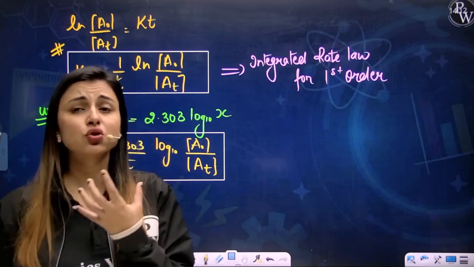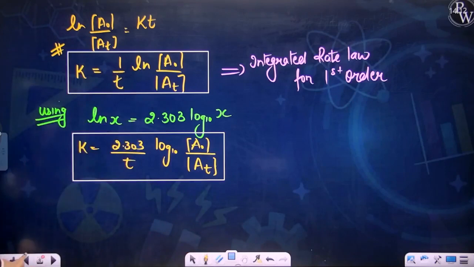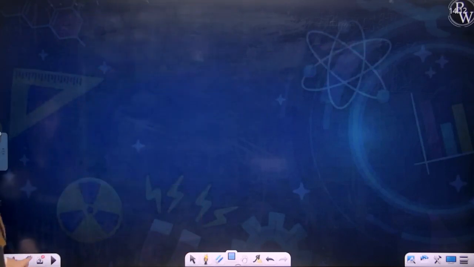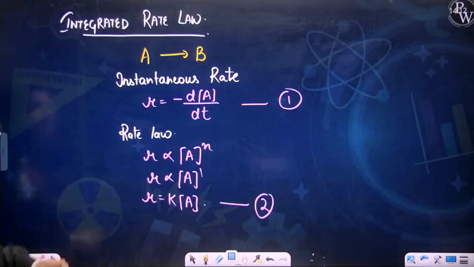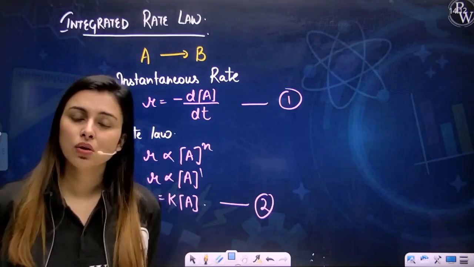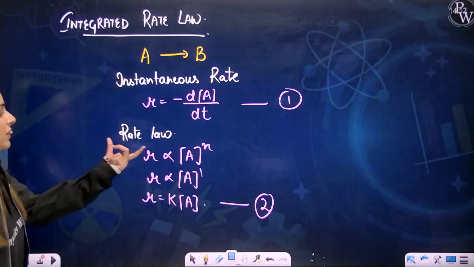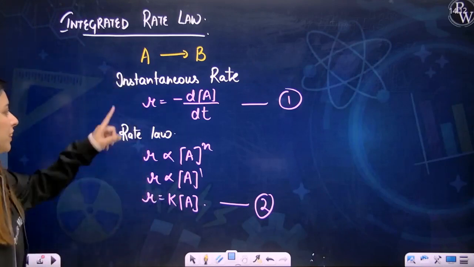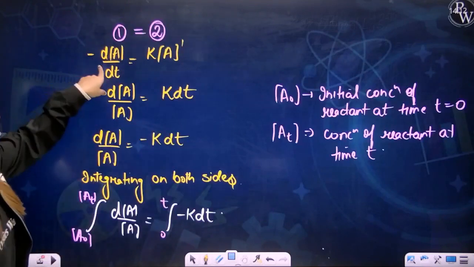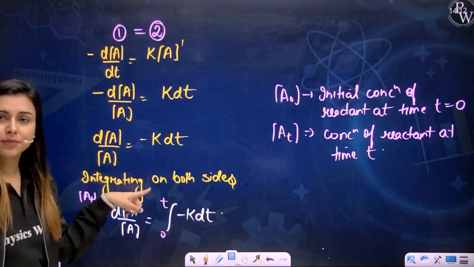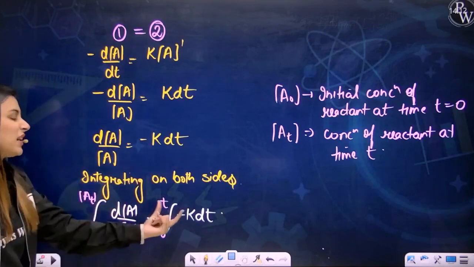So should I make you understand the whole derivation? Let's revise it, and at the same time you pause the video and try the question yourself. See, what we did, we considered a reaction A to B. We first wrote its instantaneous rate and then we wrote its rate law. Now we equated both of them because they were the same reaction rate. When you equated it, you integrated it like we did in the zeroth order reaction.